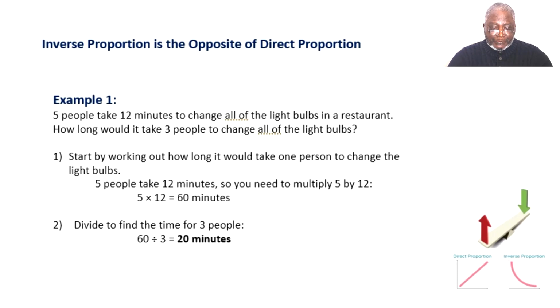Now divide to find the time for 3 people. So that is 60 minutes divided by 3, which is 20 minutes. You got it? If you're not sure, go through it again. One person will obviously take longer than it will take 3 people to do the same job.